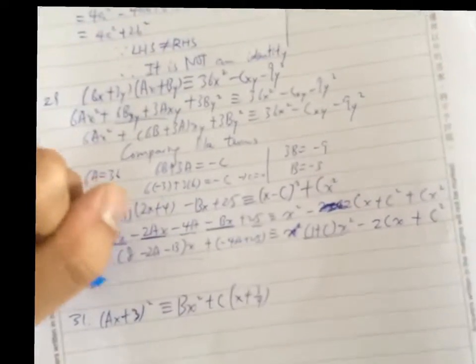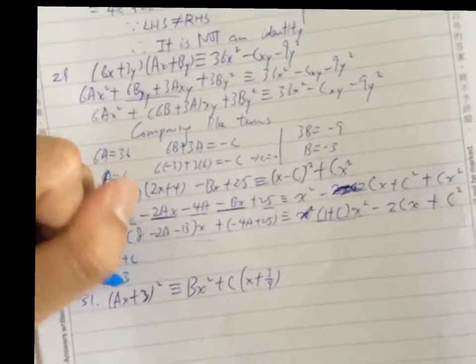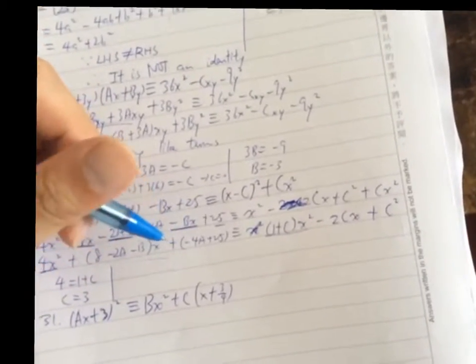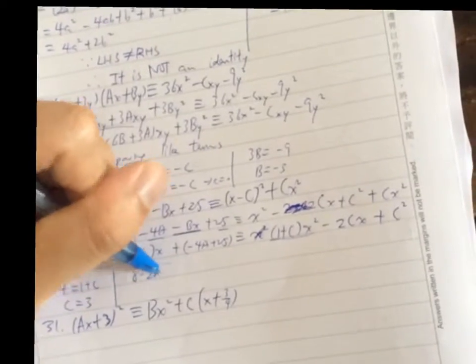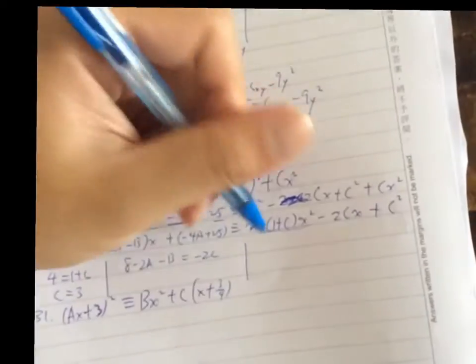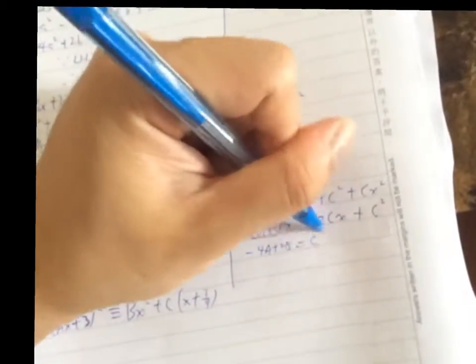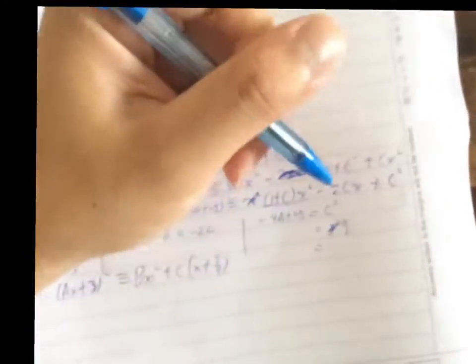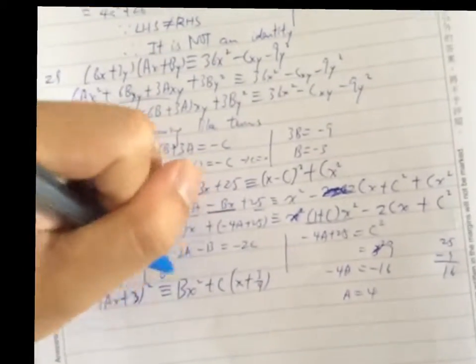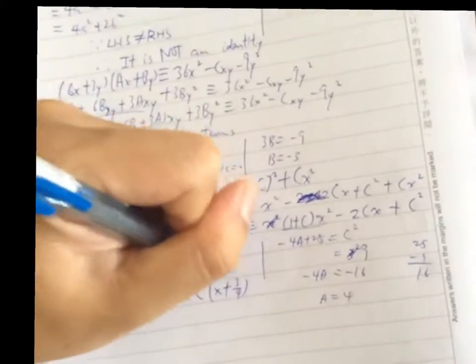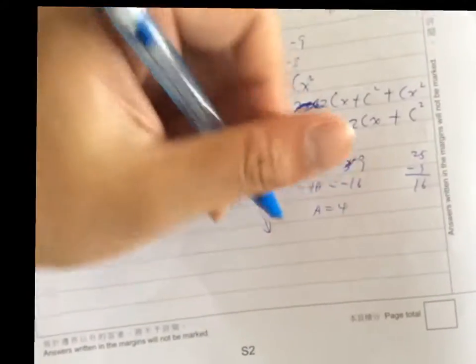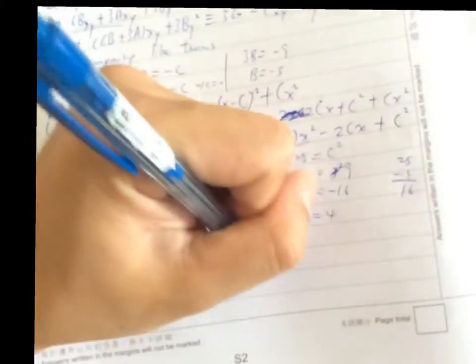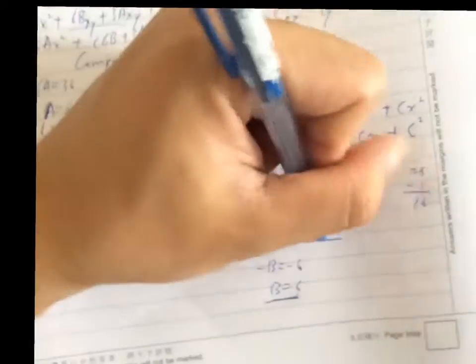So the x squared terms, x terms, and constant terms. 4 equals 1 plus c. Comparing like terms, c is equal to 3. And 8 minus 2a minus b equals negative 2c. And negative 4a plus 25 equals c squared. So c is 3, so c squared equals 9. Okay, negative 4a is equal to 9 minus 25, so it will be negative 16. So a is 4. So 8 minus 2 times 4 minus b equals negative 2 times 3. So it will be 8 minus 8, negative b is negative 6. So b is 6. So b is 6, c is 3, a is 4.